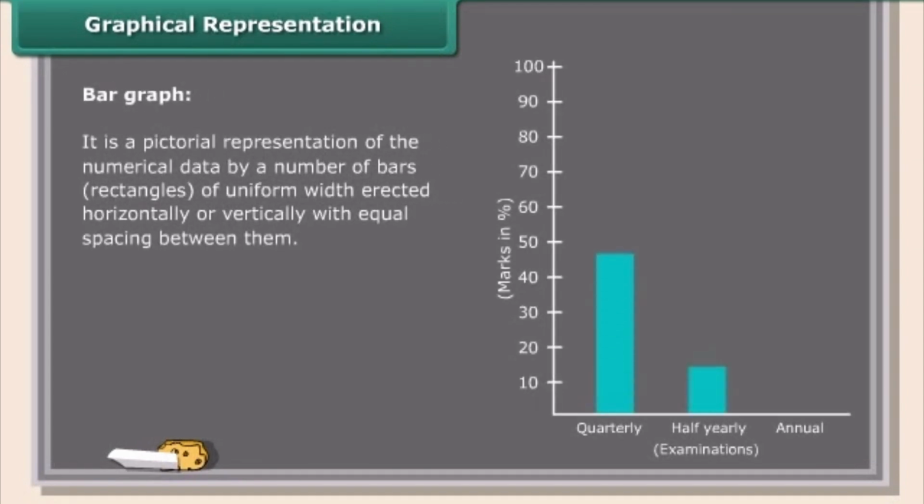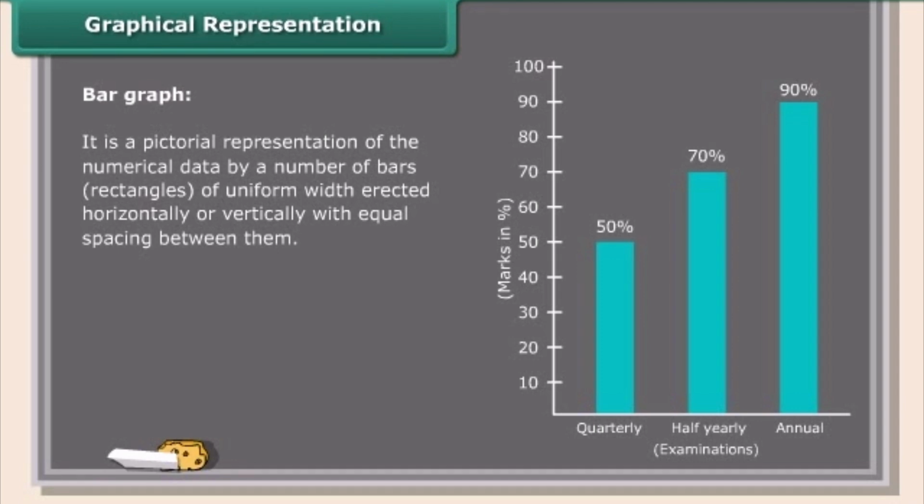Graphical representation. Bar graph. It is a pictorial representation of numerical data by a number of bars, rectangles of uniform width, erected horizontally or vertically with equal spacing between them.